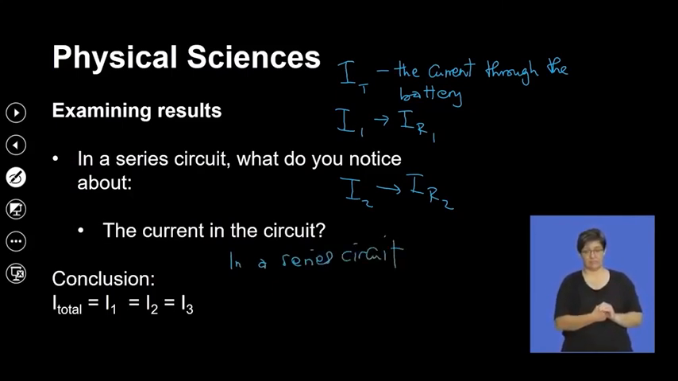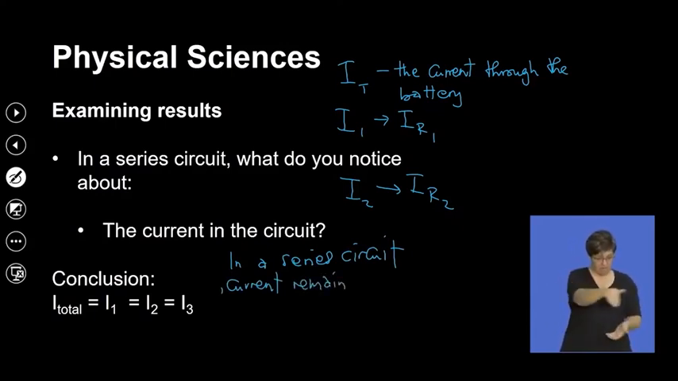this is the main conclusion: in a series circuit, current remains constant. We use the data that we collected to arrive at this conclusion. Current remains constant. If a quantity remains constant, it means it does not change.